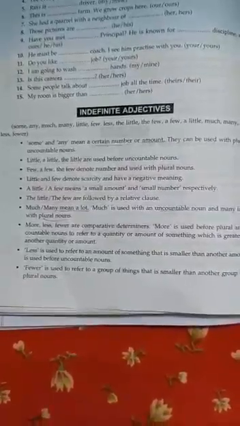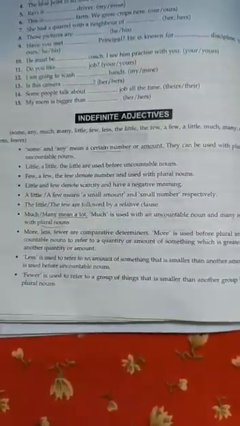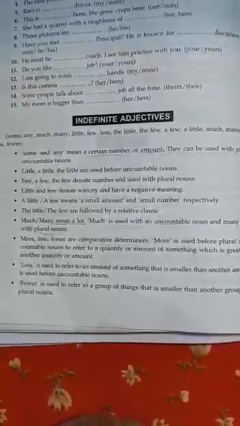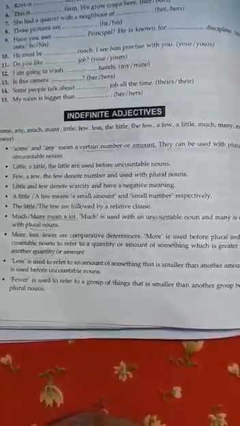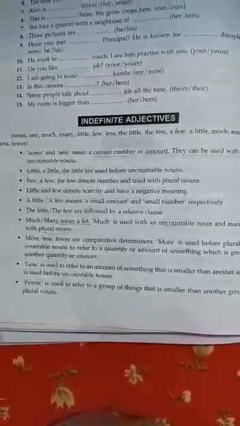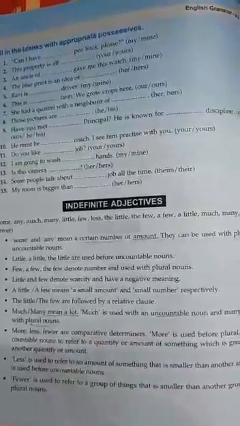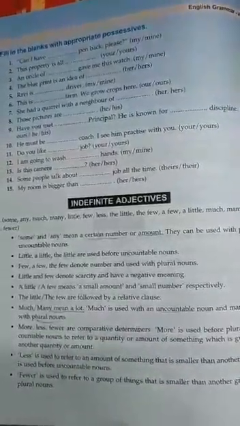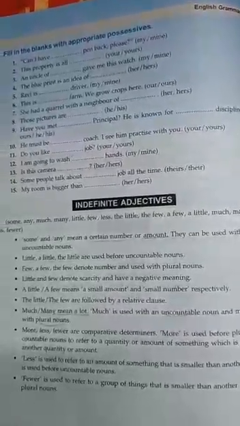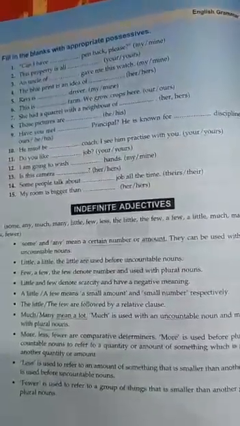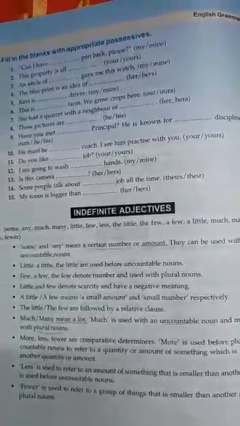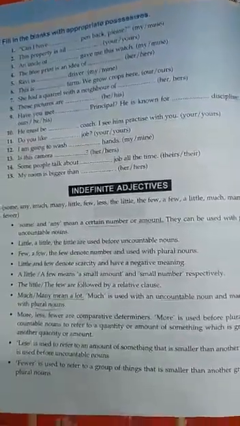Dear children, now we shall discuss the uses of all these indefinite adjectives or determiners. So some and any mean a certain number or amount. They can be used with plural or uncountable nouns. Now some and any both are indicators of quantity and number. Some is generally used in affirmative sentences, while any is used in negative sentences. Each of them can be used in interrogative sentences also.